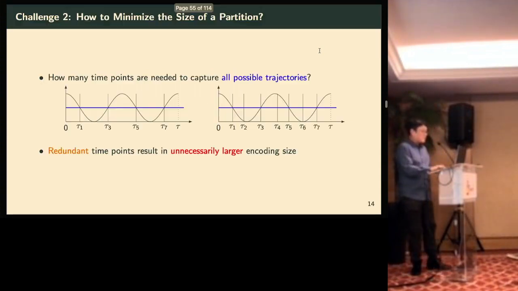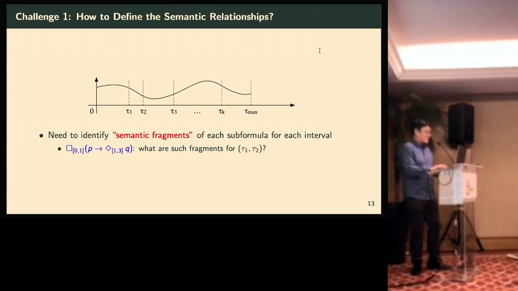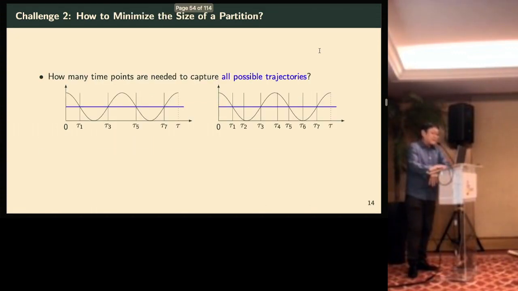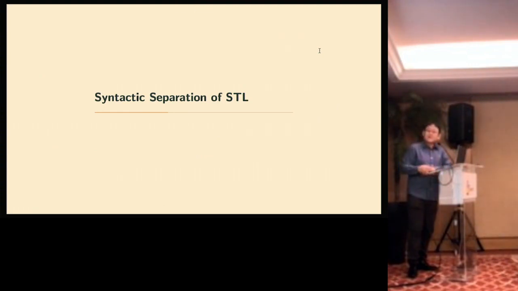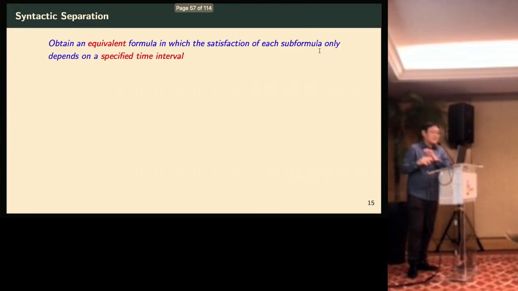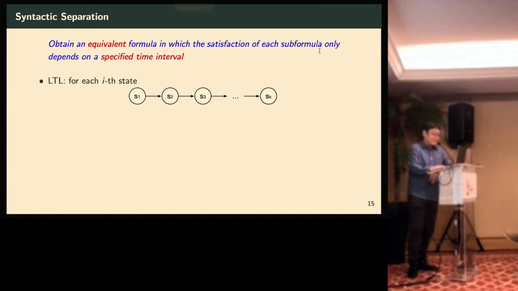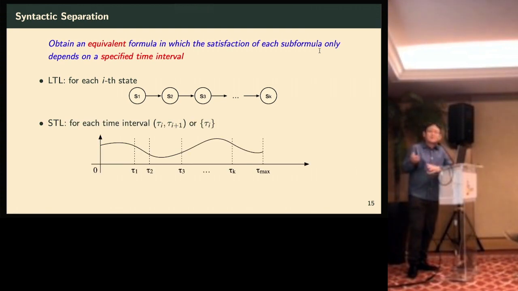Each of these difficulties can be addressed by the techniques I mention now. For the first question, we consider some syntactic separation. It's actually typical in LTL. LTL naturally supports syntactic separation, extensively studied in the 70s by several famous people, such as Kamp's theorem and so on. Basically, we want to obtain an equivalent formula where the satisfaction of each subformula depends on a specific time interval. For LTL, it depends on a specific state, but here on a specific time interval.